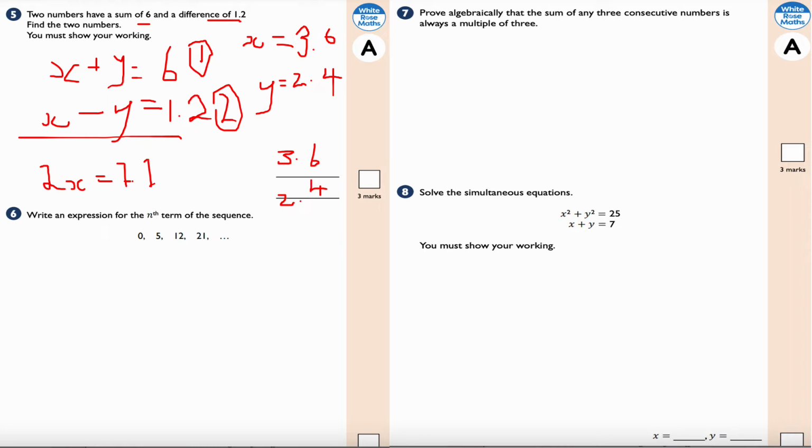Right, guys, this is question number 6. Write an expression for the nth term of this sequence. So this one, I'm adding 5, then I'm adding 7, then I'm adding 9. So this is what I call a quadratic sequence because it's going up by a different amount each time. So the first difference is going up by 2 in terms of the common difference. So the second difference is adding 2.